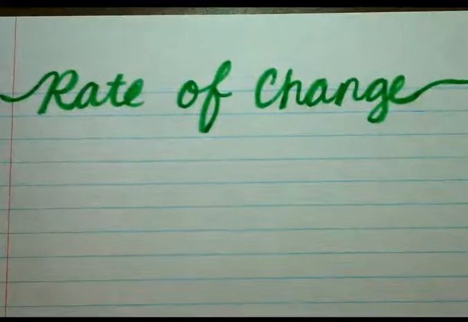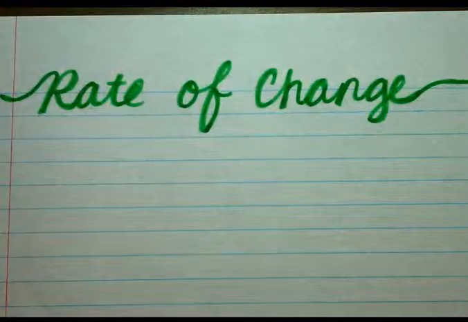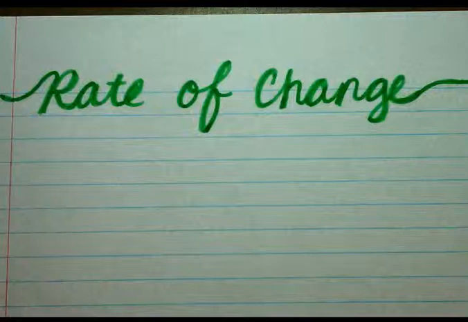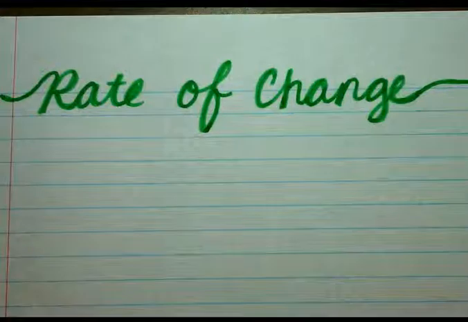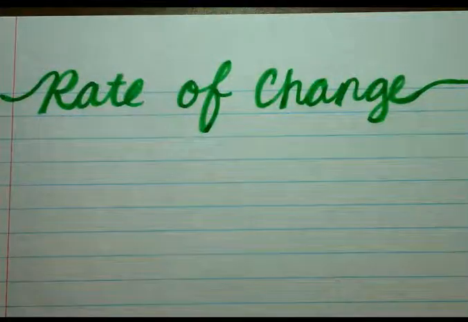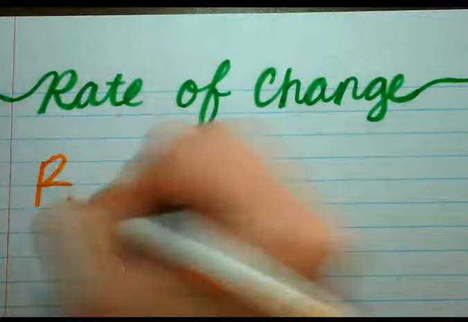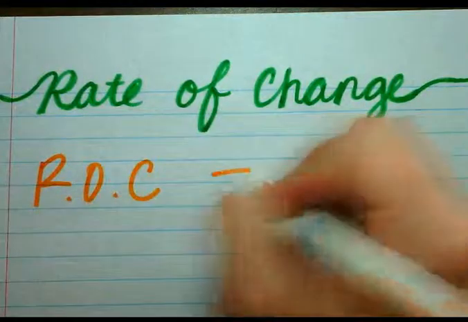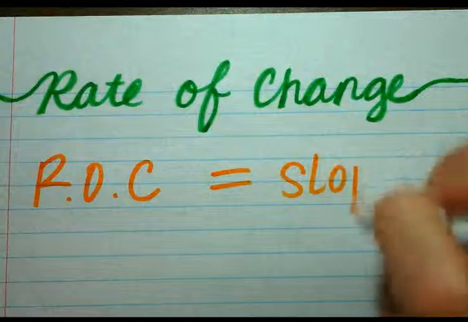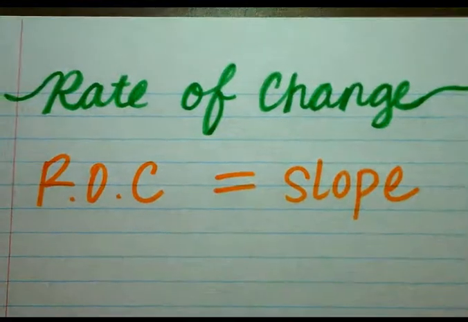Alright, so I'm going to talk to you guys about rate of change. Rate of change is something that we discussed after we learned slope, because rate of change is slope. So I'm just going to abbreviate here. Rate of change is slope. Now you're probably wondering, like, why don't we just call it slope?